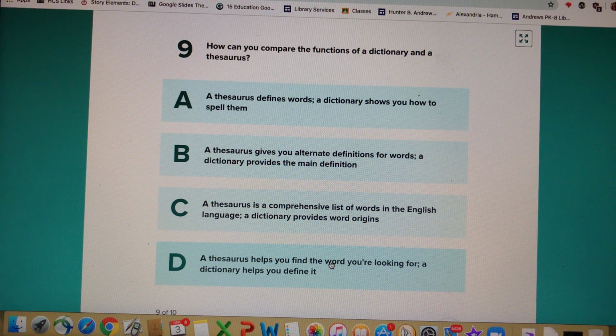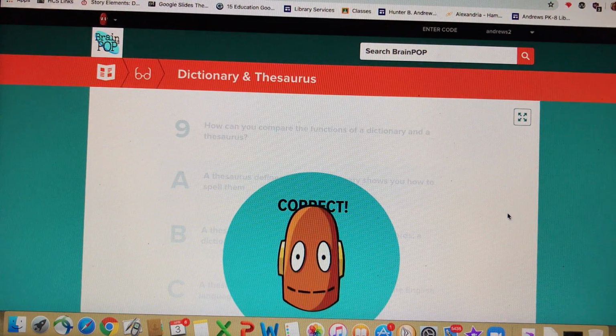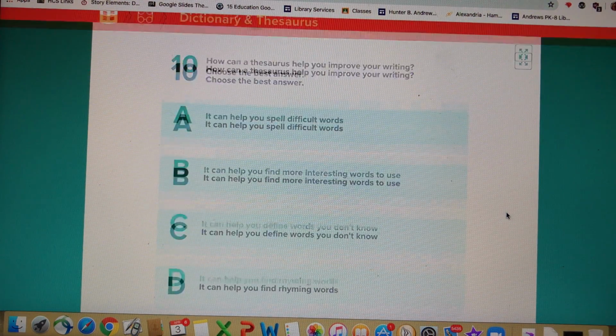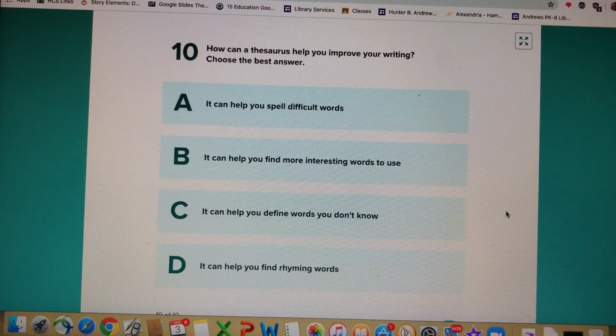Let's try this one. Good job. So a thesaurus can help you find a word, and the dictionary can help you define it. What does it mean? Okay, the last one. How can a thesaurus help you improve your writing? It can help you spell difficult words. It can help you find more interesting words to use. It can help you define words you don't know. Or it can help you find rhyming words.